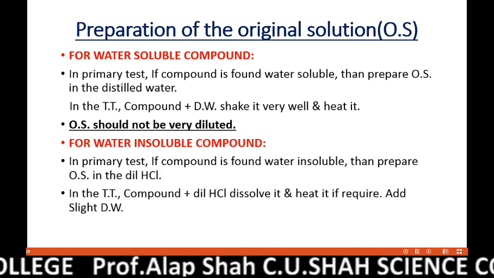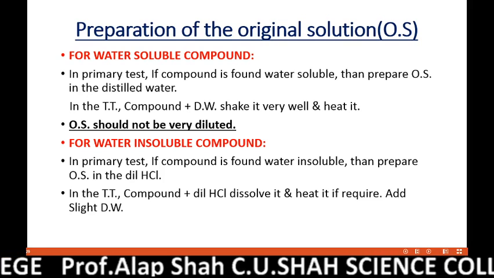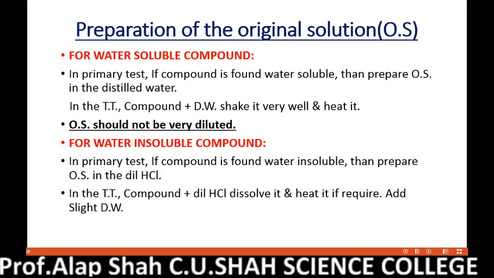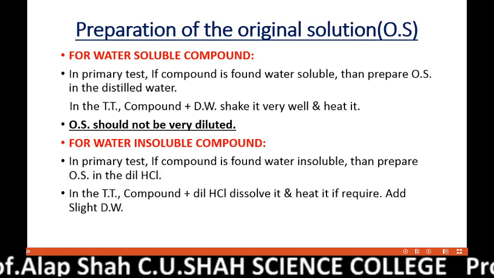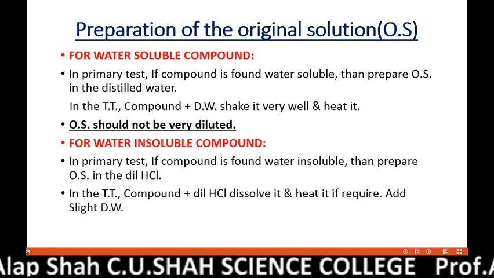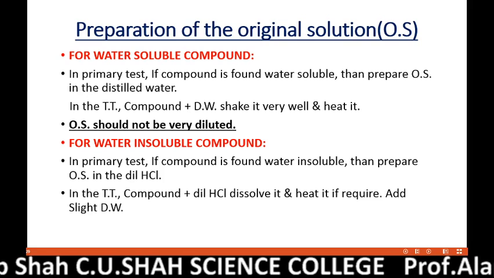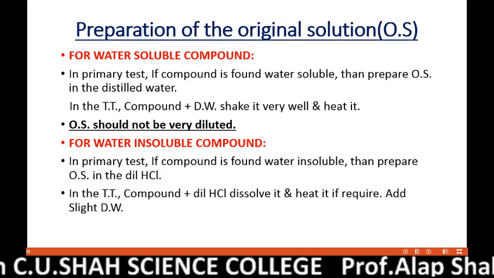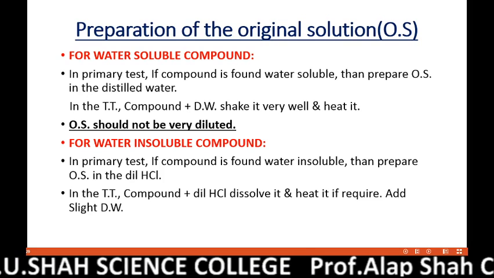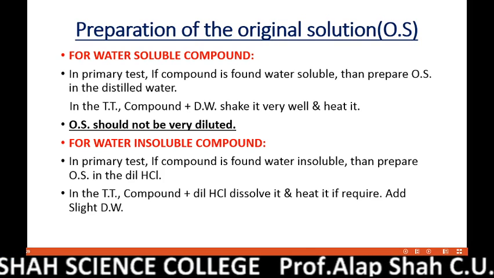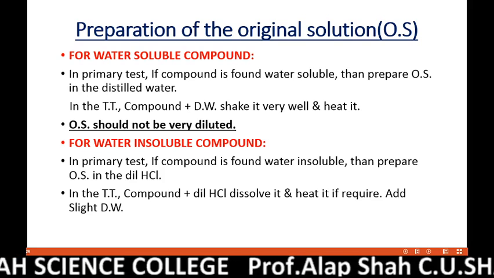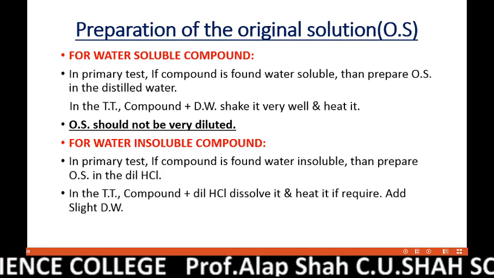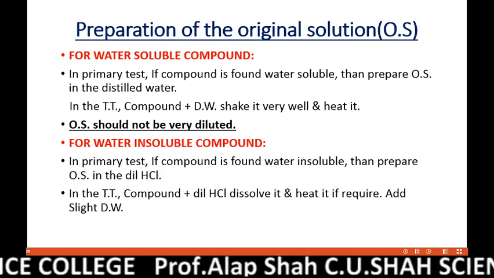But if your compound is found water insoluble in the primary test, then obviously you cannot prepare it in water. In that case, the OS should be prepared in dilute HCl. In a test tube, take your compound, add dilute HCl, dissolve it, slightly heat it if required, and then add a slight amount of distilled water. So, if we summarize the whole discussion: if the compound is water soluble, prepare the OS in distilled water. If the compound is water insoluble, prepare the OS in dilute HCl.